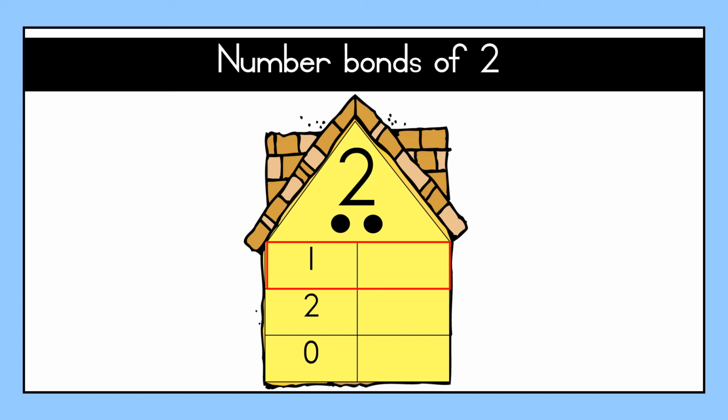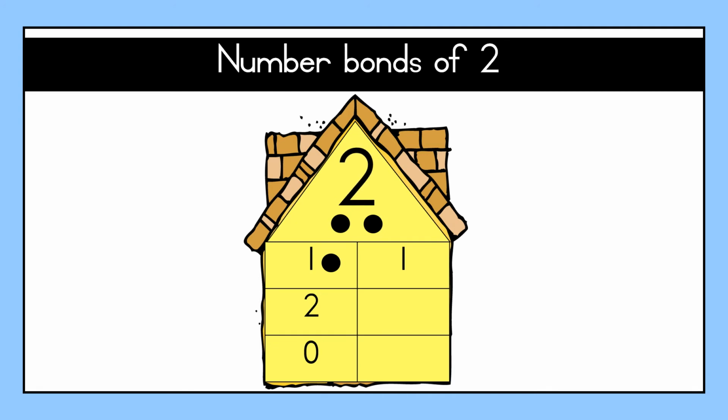Let's look at the first floor. We see our 1, 2 rooms, and in the first room there is already 1 person sleeping. How much more must sleep in the second room to make Mrs. Dot happy with 2 people? Let's see.